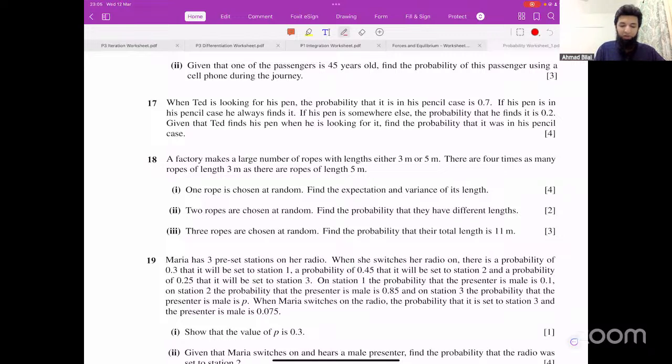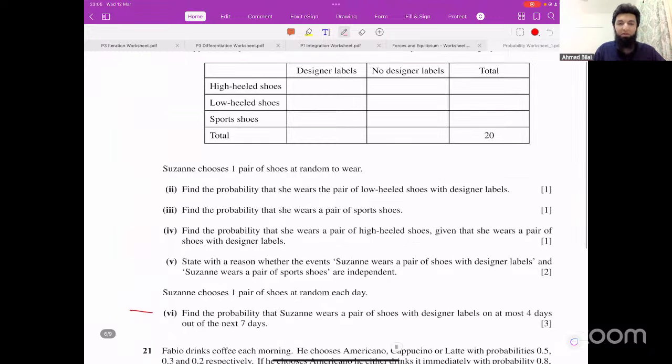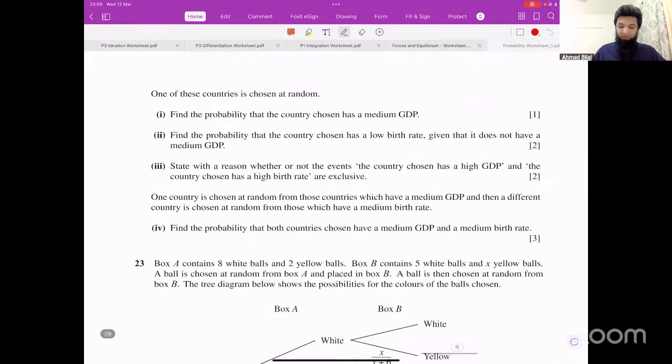Question number 20, we can do the first 5 parts of this using the probability concepts. However, the last part, part 6, that's binomial distribution. Again, that's something that we will leave for later as well. Okay, so apart from these questions, we will have a look at the rest of the questions that you've asked about. Let's start with the relatively easier ones first.